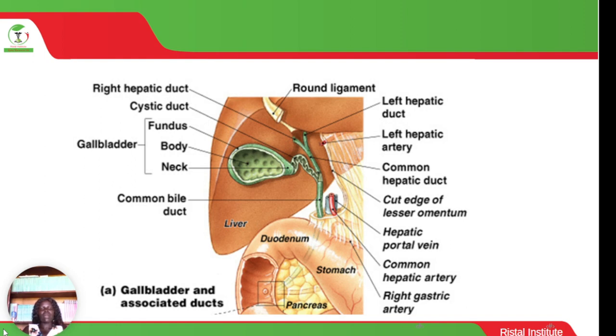So right there we have that pictorial that is showing the liver and showing us where the gallbladder is found. As you can see, it is embedded inside the liver. Then we have these other structures also right there.